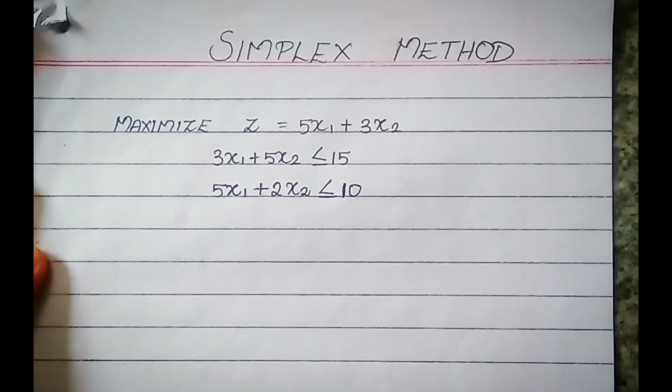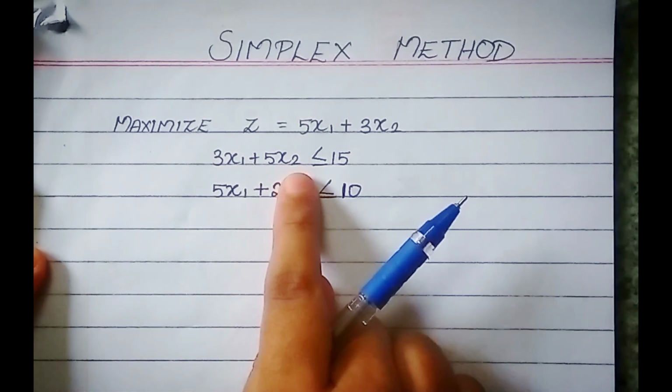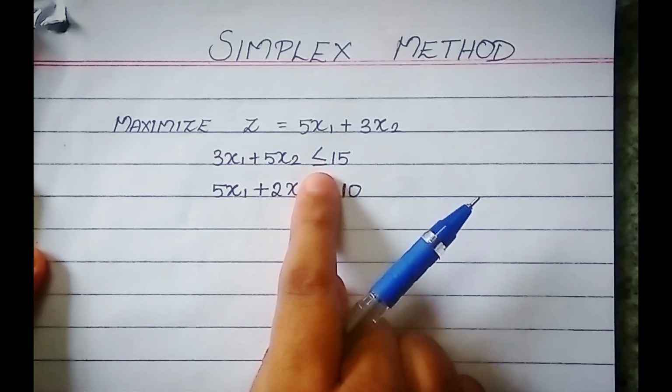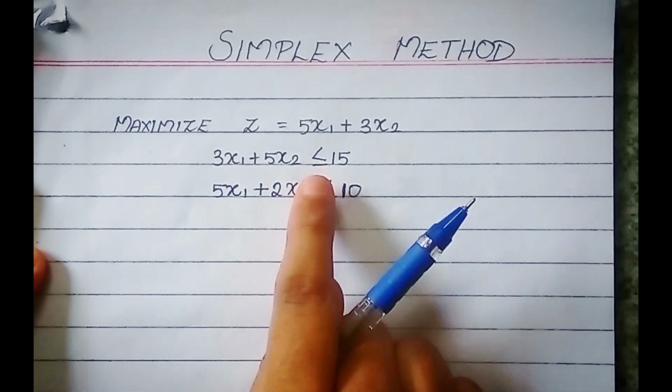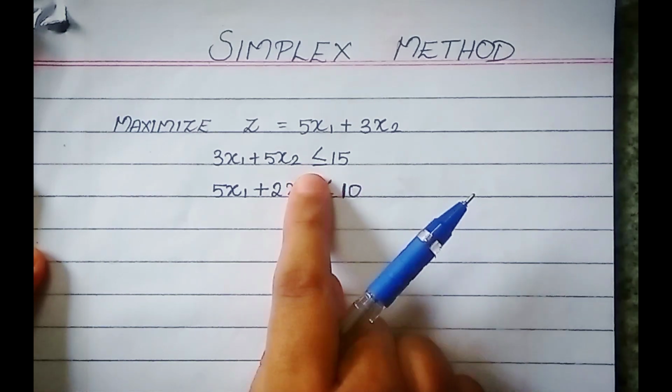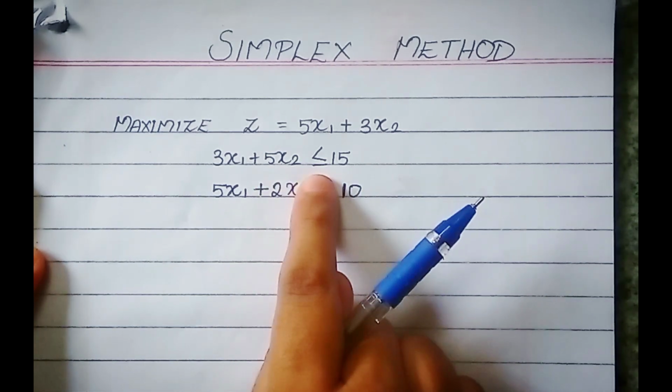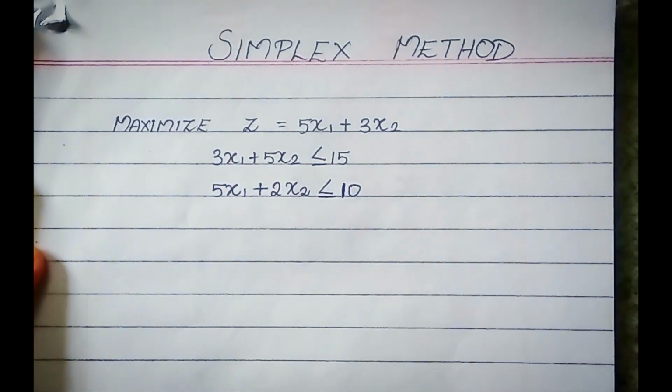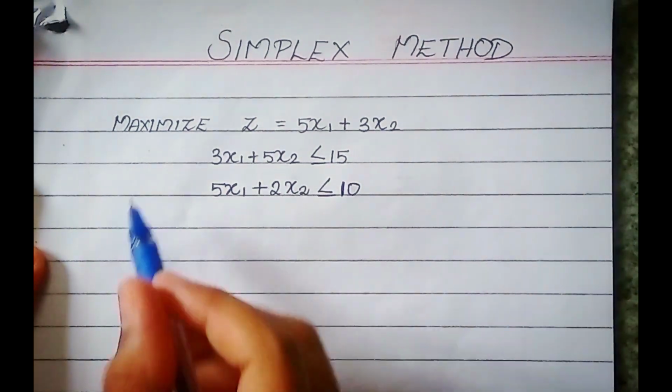In this question, we have the equation where there is a smaller than or equal to symbol. So first we should add a slack variable so that this symbol will be converted into an equals to symbol. So let us quickly jump into the question.